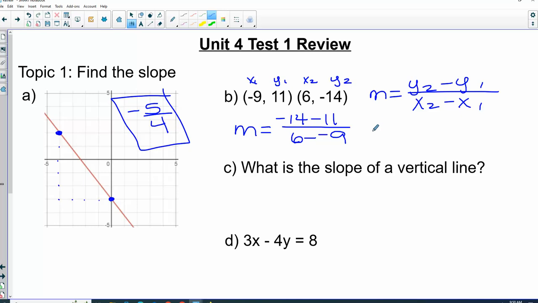It seems like in general we all know how to do this, but we tend to make mistakes. So if I look at this, we have a -25 over 15. And what would -25 over 15 reduce to in lowest form?